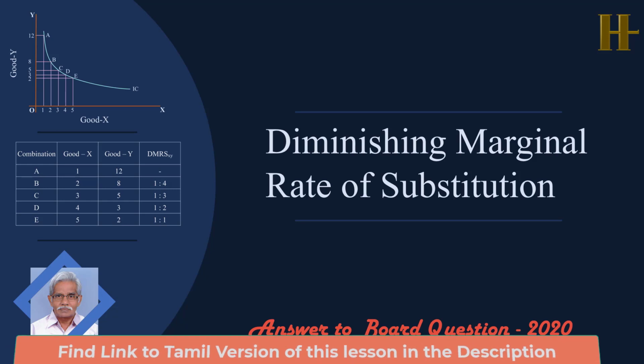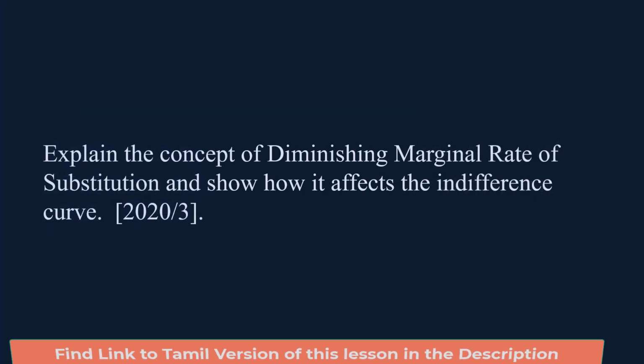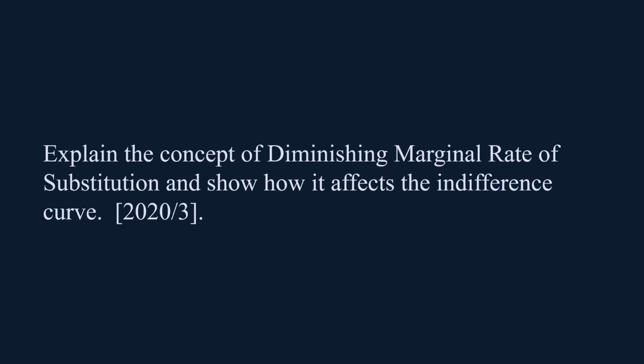In this tutorial, you shall find an answer to the board question. Explain the concept of diminishing marginal rate of substitution and show how it affects the indifference curve. At the outset, I tell you the answer is developed according to the guidelines given by the board.